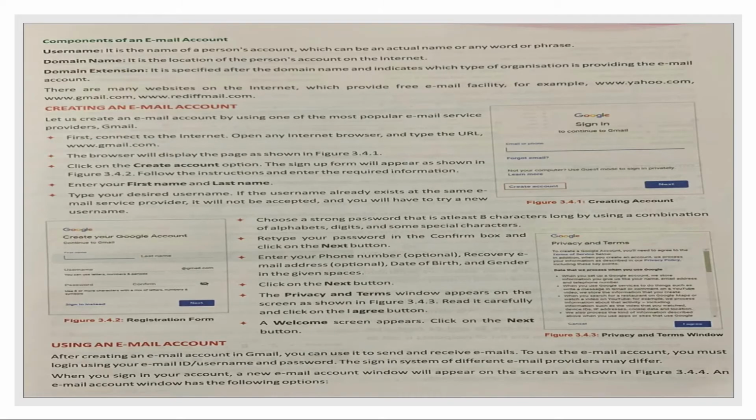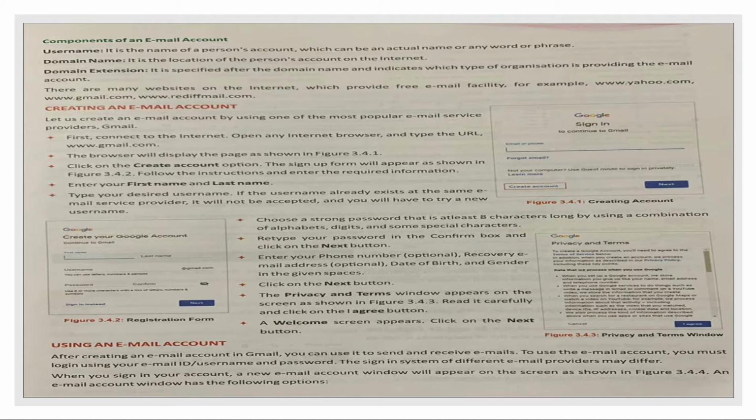Let us now see the components of an email address. First of all, you must have a username. It is the name of a person's account, which can be an actual name or any word or phrase. Domain name means under which web server or web portal this account has been registered. And the domain extension will tell us what type of organization is providing the email account.